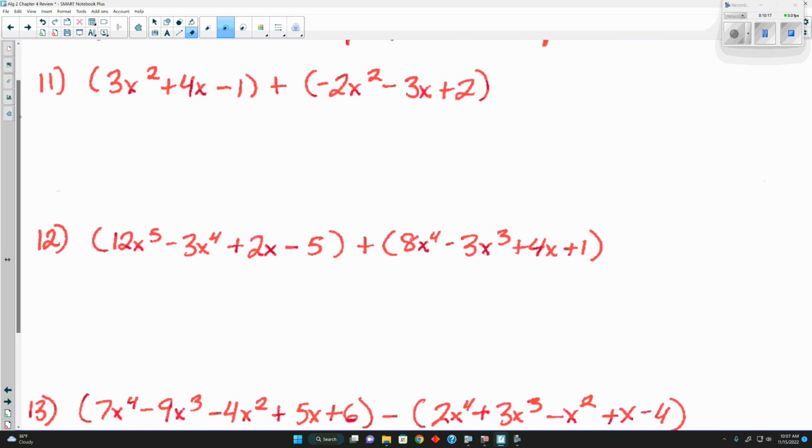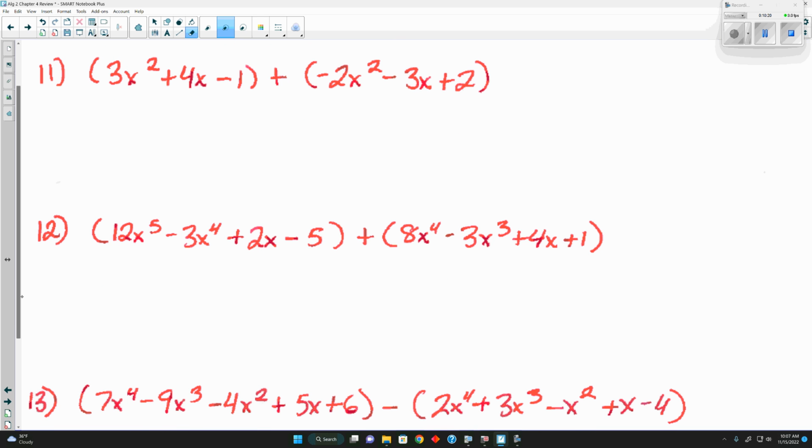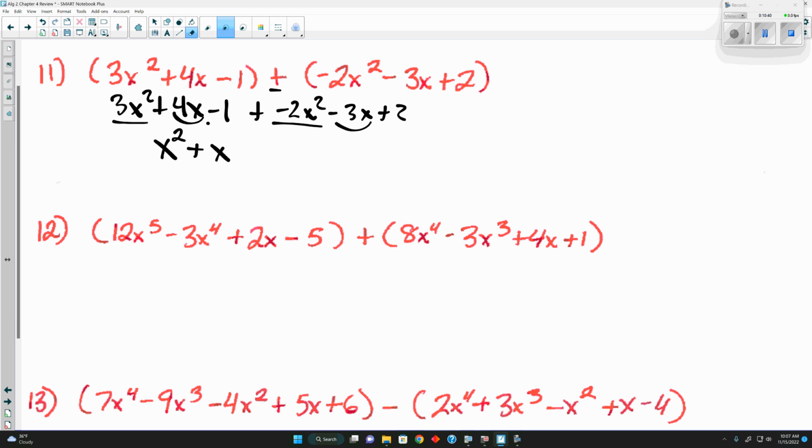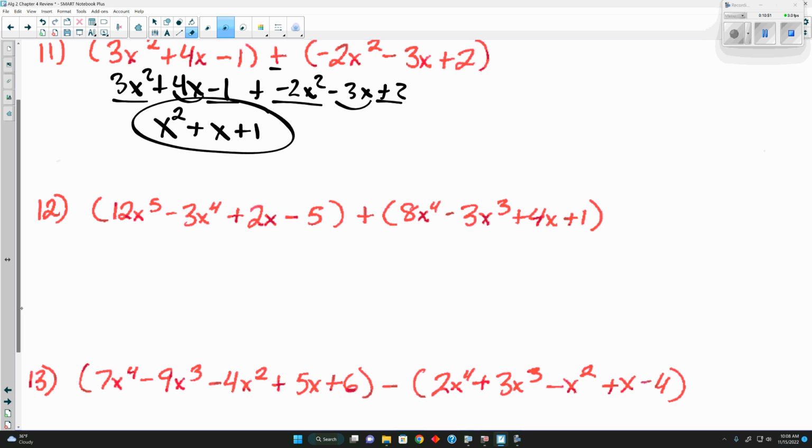So 11 through 19, we just want to simplify. Whenever we're adding two expressions, we're really just combining like terms. So 3x squared minus 2x squared is just going to be x squared. 4x minus 3x is going to be plus x. Negative 1 plus 2 is plus 1. Because when we're adding and subtracting, we're just combining like terms. Since they're added together, it's plus, we don't have to worry about a sign change.